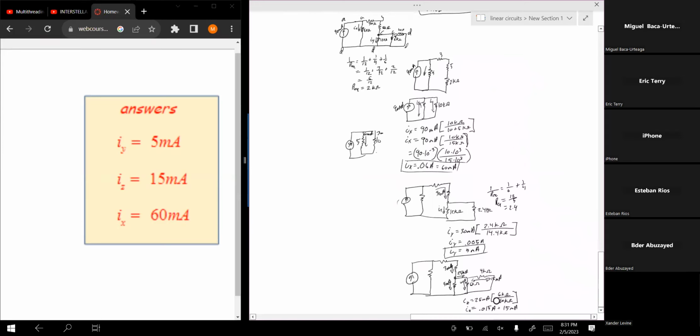I'm also realizing I forgot to share the notes from yesterday, so I'll do that after this call. But is this good so far? Is this making sense? Any questions? No? Awesome. Okay.